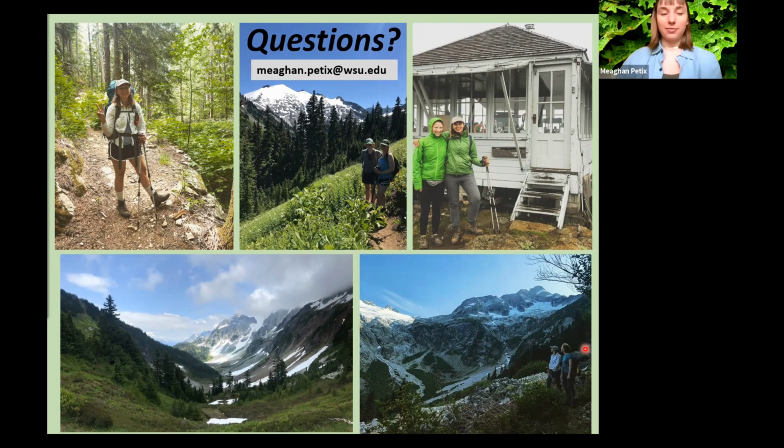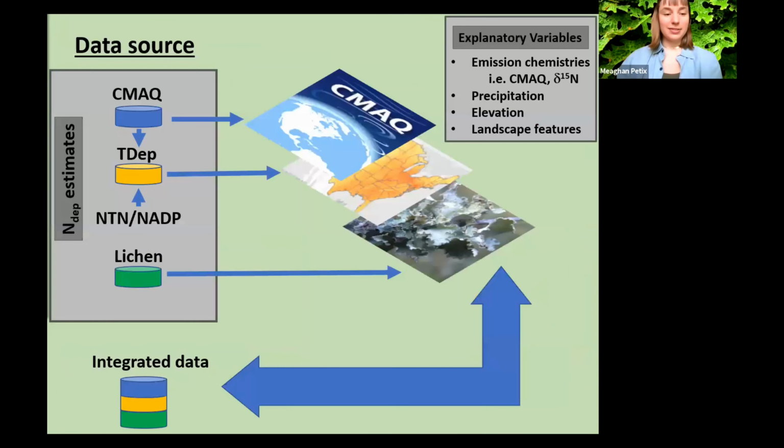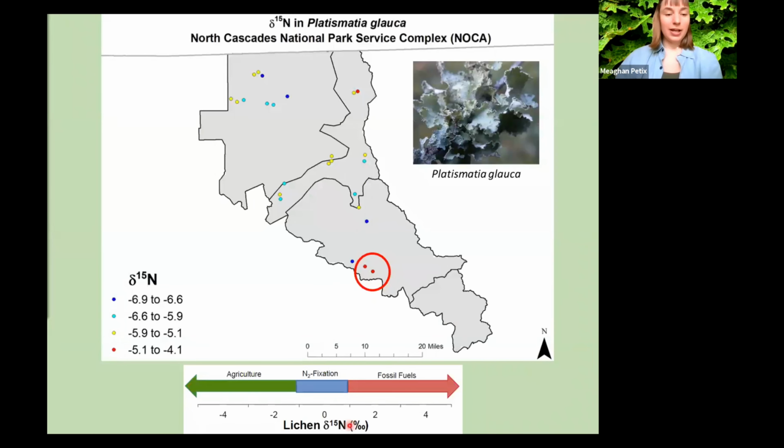I think if you saw on one of my slides down here, I have this very coarse range of different lichen delta 15N values where nitrogen fixation is right around 0 per mil. Then fossil fuel emissions tend to be more positive and agriculture tends to be more negative. And so this nitrogen fixation from cyanolichens is going to be part of the mix that I'm going to need to account for. But I haven't done those analyses really yet, but it'll be interesting to see.